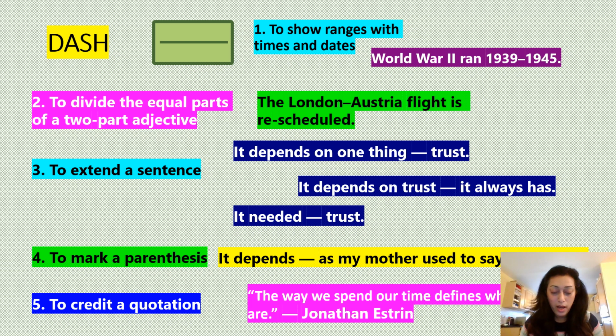The fourth is to mark a parenthesis. And here, it depends, as my mother used to say, on trust. In this example, the dashes have been used like commas or parentheses. And the last is to credit a quotation. "Love is a serious mental disease," or "the way we spend our time defines who we are," said by Jonathan Estrin.